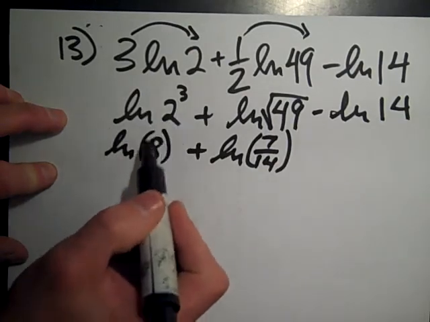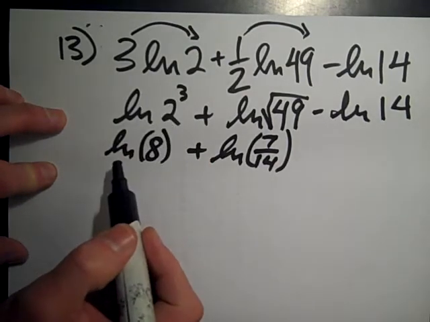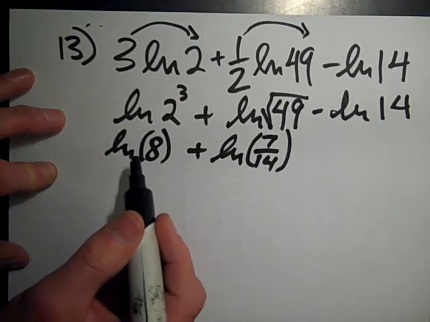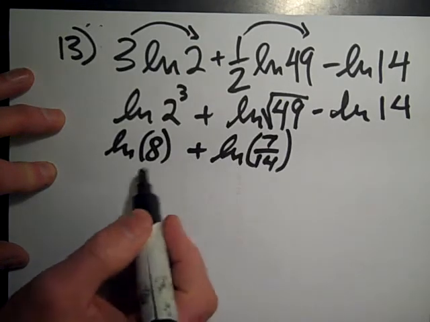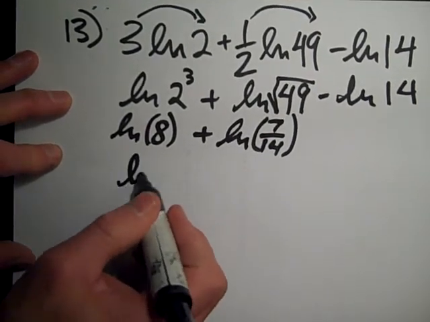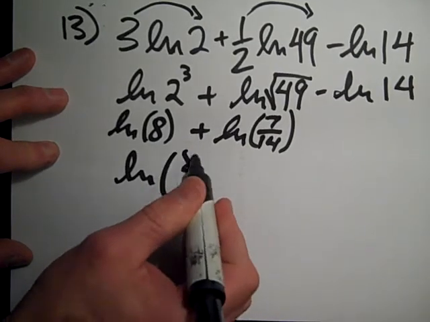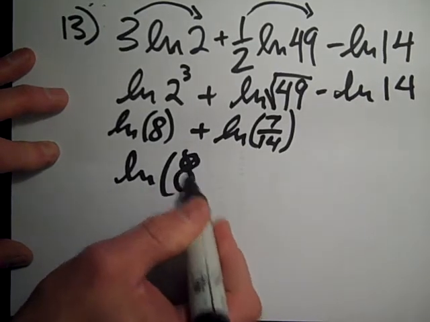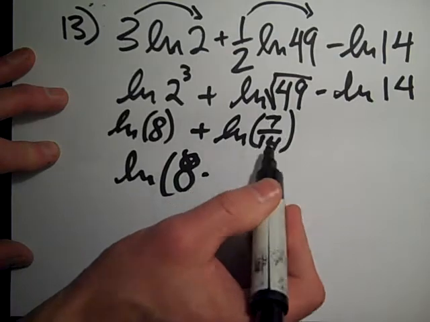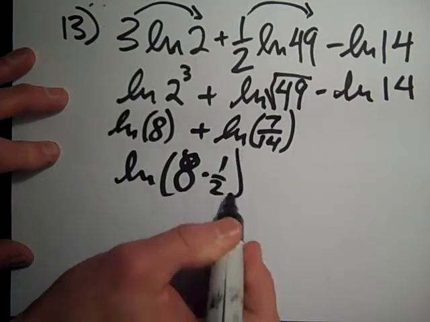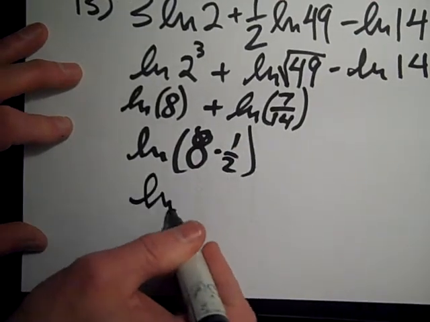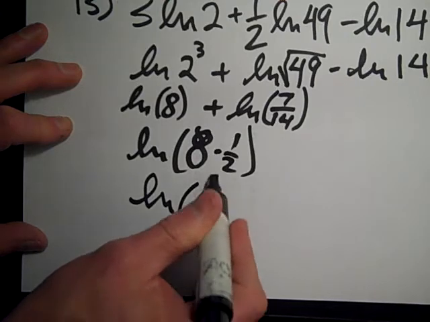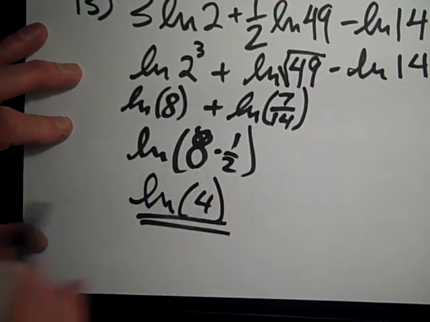Sometimes it's useful to expand them. Sometimes you can leave them in exponential form. It doesn't make a huge difference. Now the sum of two logs is just going to be equal to the log of 8 times 1/2, and that, of course, is equal to the log of 4. So that's your final answer.